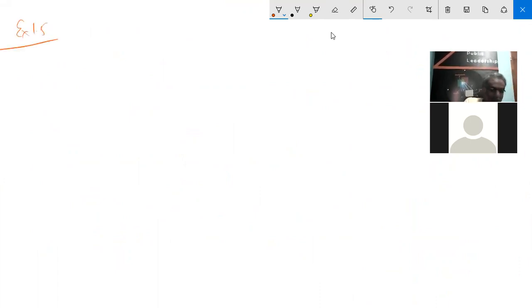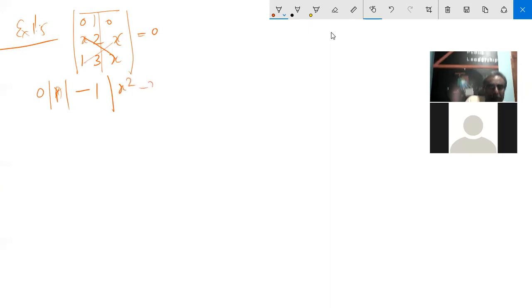Choose the correct answer. Value of x in the matrix equation, 0, 0, x, 2x, 1, 3x, x is equal to 0. So find the value of x. That means 0 into some matrix, we need not calculate. Minus 1 into which matrix? Now you need to calculate. x into x minus 1 into x, x squared minus x.